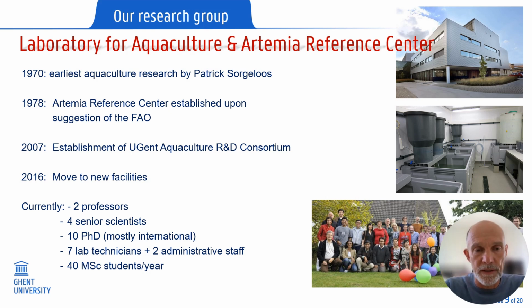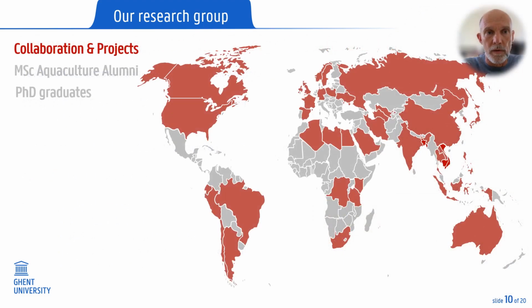In 2016, we moved to new facilities, and currently we are a group of about 35 to 40 staff members, including 2 professors, 4 senior scientists, about 10 PhDs, mostly international, a number of lab technicians and administrative staff, and last but not least, over 40 master students a year. Our research is very international. We have been collaborating and we still collaborate and are running projects with partners in countries on all the continents.